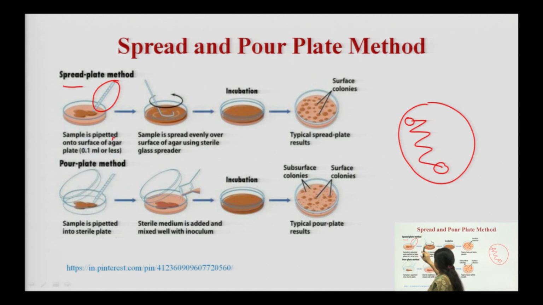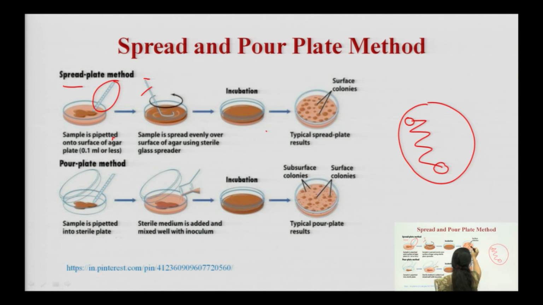We spread it with the help of an L-shaped glass rod, swirling like this to spread the drop. Ultimately we need to spread whatever mixed culture we have added to the sterile Petri plate containing agar media. And how can we spread? With the help of the L-shaped glass rod. Once we have spread by swirling, the sample is spread evenly over the surface of the agar using the sterile glass spreader. Then we incubate in the incubator, providing the conditions in which microorganisms can grow. After incubation, after 7 to 14 days, what will we see?